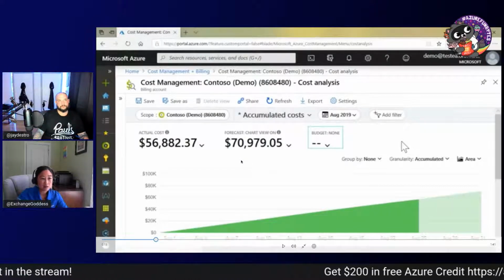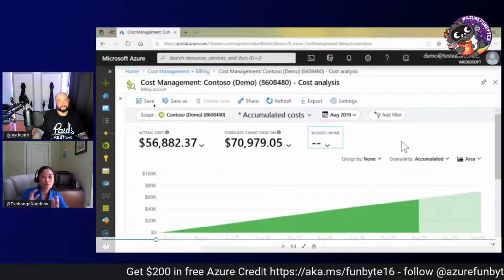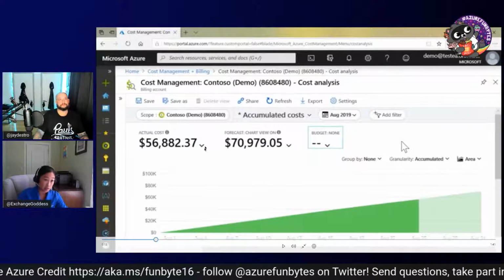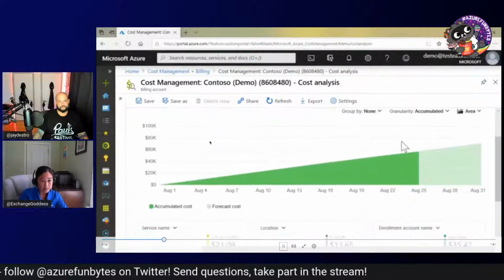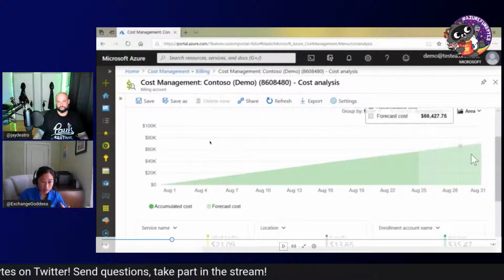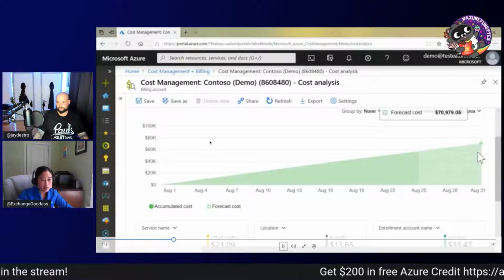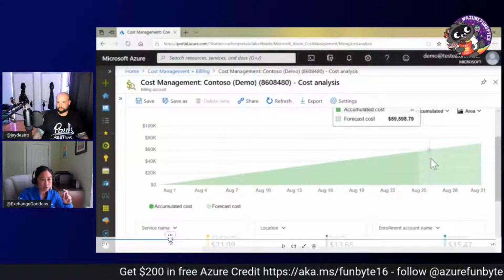And this is based off of what your current workload is currently running, and what the forecast is seeing, right? Based off what you're doing now and what it's predicting that you're going to be at next month here, and as you can see, that's almost a 20-some thousand increase. So that's the cost analysis portion of that.